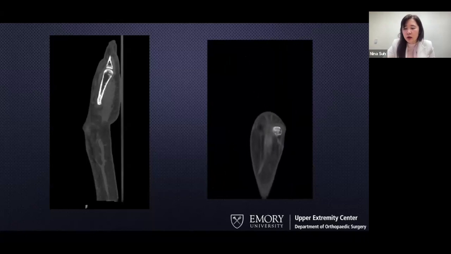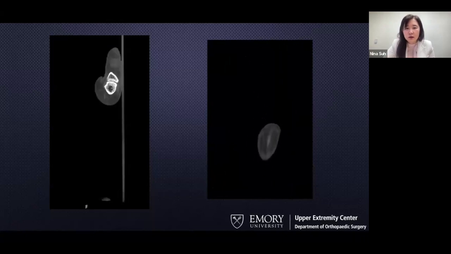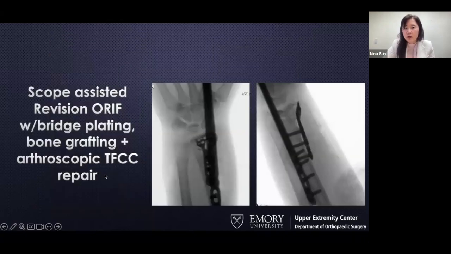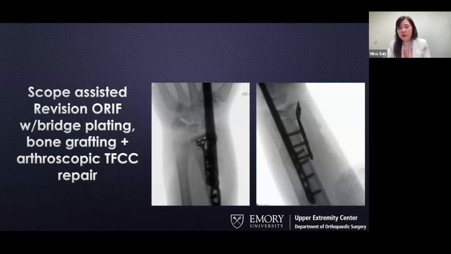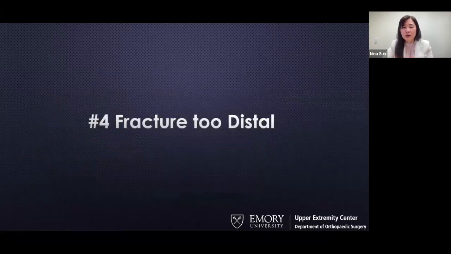So this is one where Dr. Wagner alluded to. This is a prime example of a patient that could be very well assisted: young patient, healthy, needs their joint for as long as possible. This patient had a scope assisted revision, open reduction, internal fixation, had a bridge plate to help offload, as well as had a very large TFCC tear and DRUJ instability, so had a repair done. But this is an example of what happens when you don't look at these fragments and capture them.